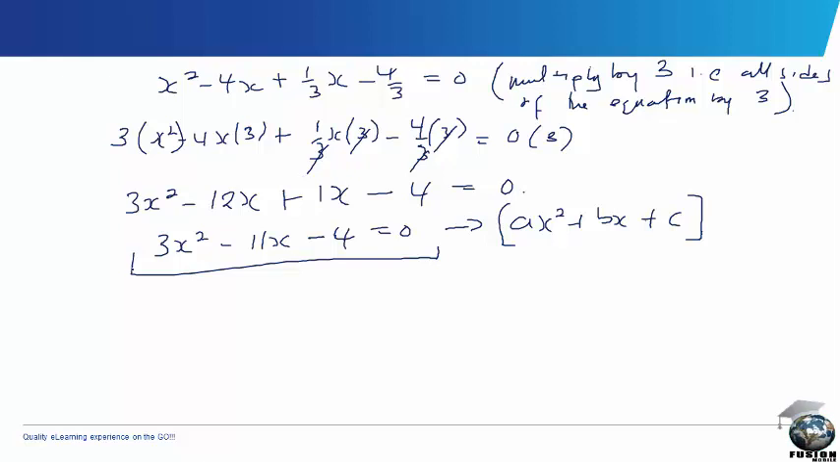This is how you determine the quadratic equation by using the roots of the equation you've obtained. So we can take the following further examples.